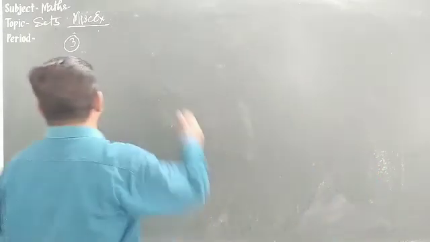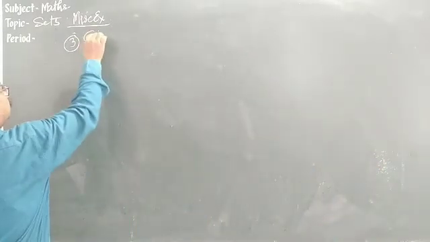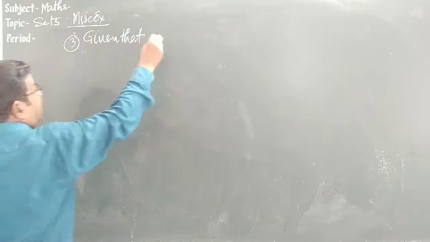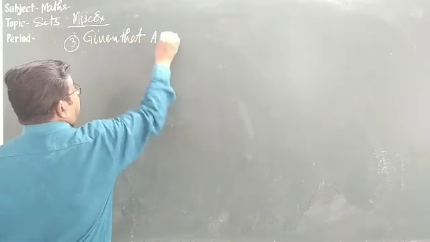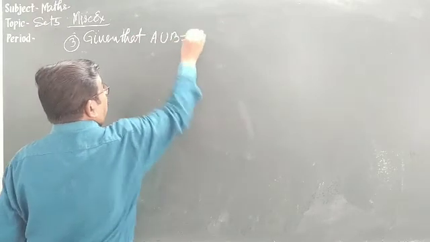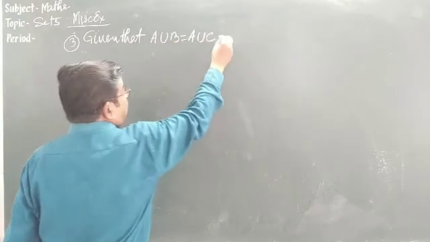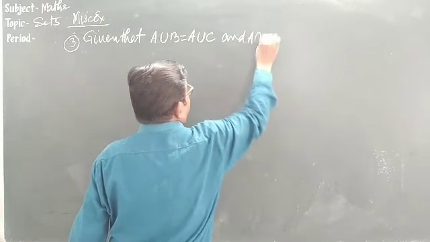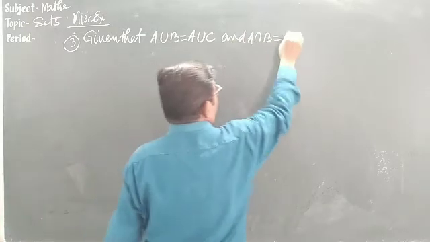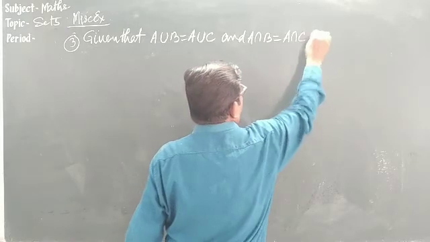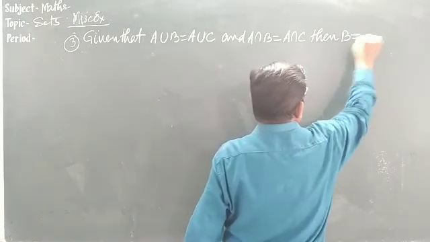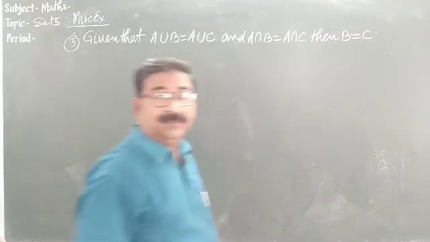What is given? Given that A union B is equal to A union C and A intersection B is equal to A intersection C, then B is equal to C. We have to prove it.